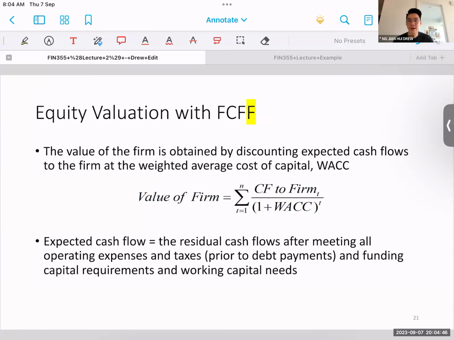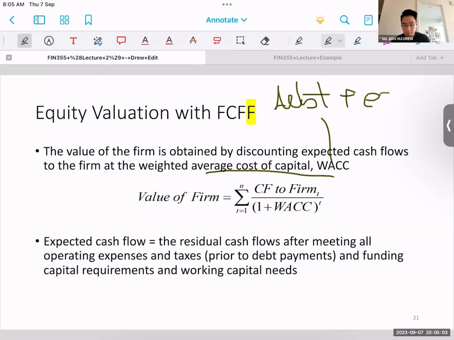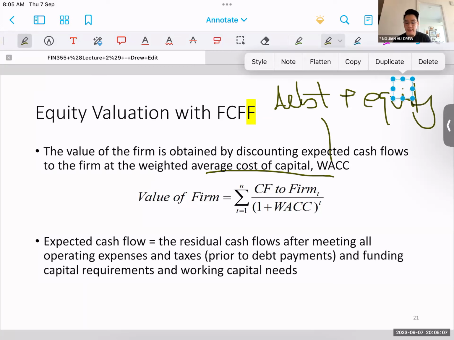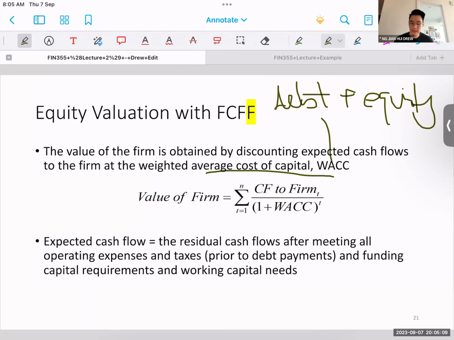So FCFF, we are talking again about the firm. So now it's slightly different. We are using the discount rate of WACC, which is the weighted average cost of capital. And as you know, this consists of your debt plus equity, right? And for equity, we need to consider both the common shareholder and the preferred shareholder. We do a short recap of WACC in a bit. And that's how we calculate the value of the firm.